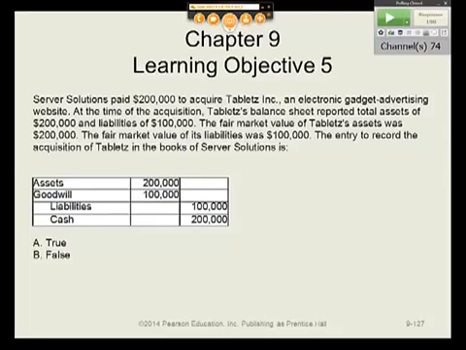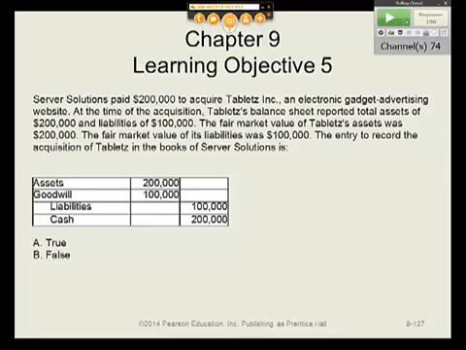So, Service Solutions paid $200,000 to acquire Tablets, Inc., an electronic gadget advertising website. At the time of the acquisition, the balance sheet reported assets of $200,000 and liabilities of $100,000, and the fair values happen to be the same. Now, that's not always going to be the case, that the fair values of the assets and liabilities will be the same as book value, but it is at this point, and I want to know if that's the correct entry. Of course, you have to figure out the goodwill, and here's the way the goodwill is calculated.